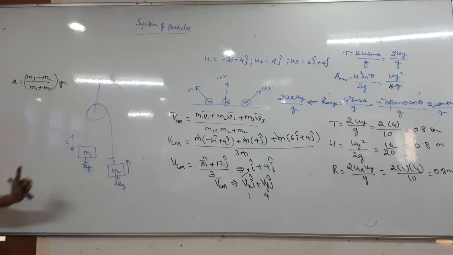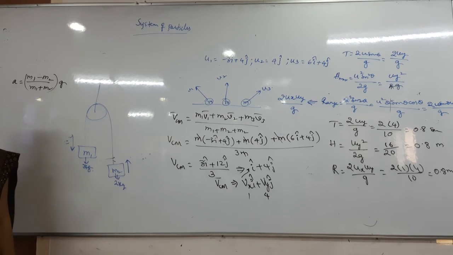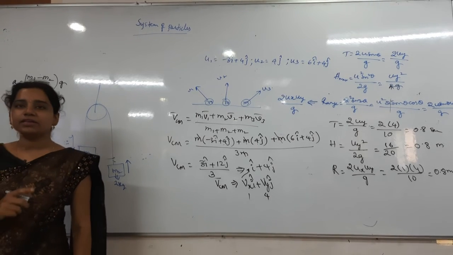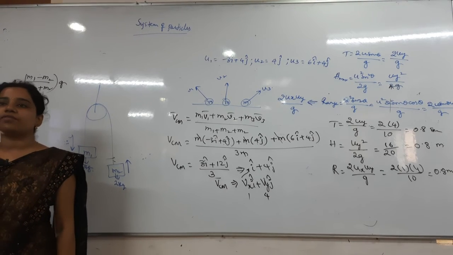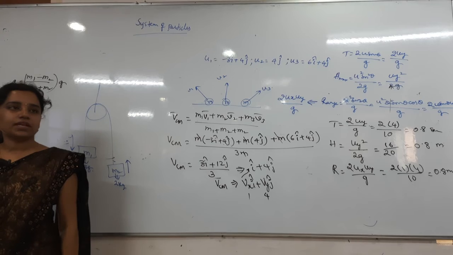So 3 and 2 are given. You have to find out the acceleration first. For finding the acceleration of the pulley system for the Atwood machine, the acceleration formula is the difference of the masses by the sum of the masses into g. Do you remember the T, the tension in the string? 2 m1 m2 by m1 plus m2 into g. Yes, do you remember that?